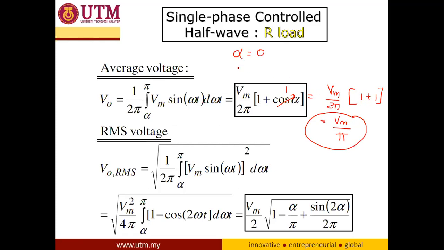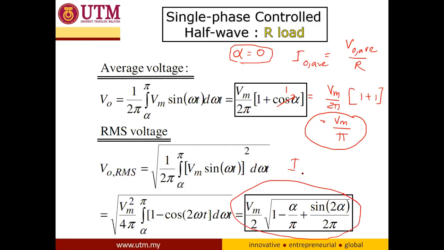A diode, when forward biased, will automatically turn on. It is the same as the SCR here if there is no delay angle or firing angle. Since this is an R load, the I out average can simply use this formula, V out average over R. And this is the equation for the RMS voltage. Since this is R load only, the I out RMS can simply be found by using V out RMS over R.